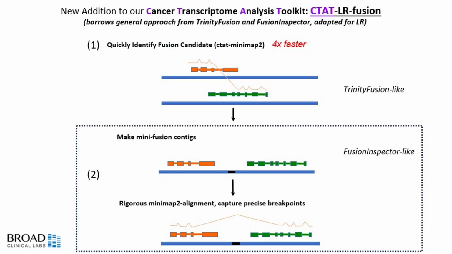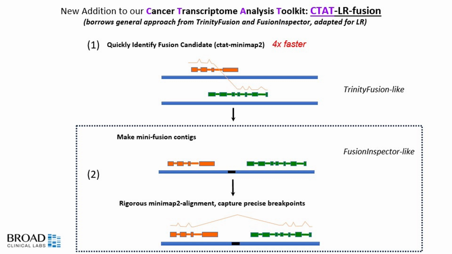So we did that. We came up with what we call CTAT-LR-fusion. CTAT-LR-fusion has a couple of different steps. In the first step, we take the reads and we quickly identify those long reads that look to be chimeric, in that part of the read is aligned to one gene, and another part of the read is aligned to another gene. We do this using a customized version of Minimap2 software called CTAT Minimap2, which is 4 times faster than the regular Minimap because it's just focusing on getting alignments for those reads that look like they're chimeric and that they're mapping in multiple locations instead of trying to get best alignments for all reads.